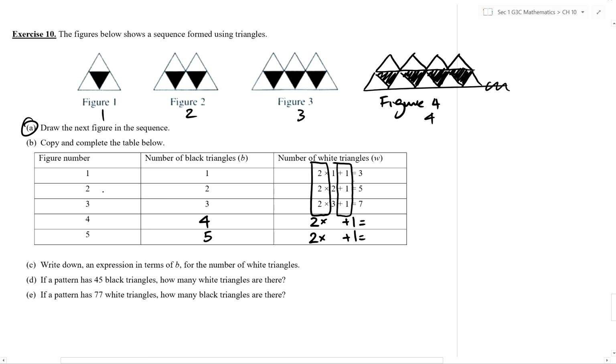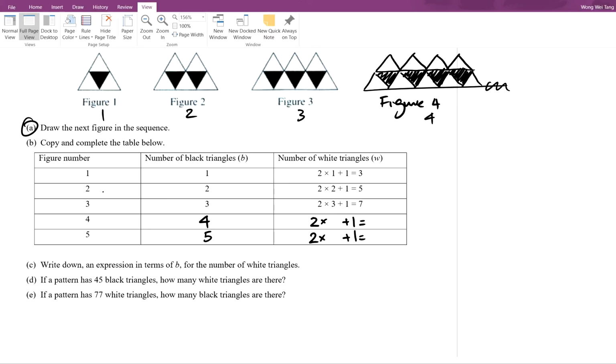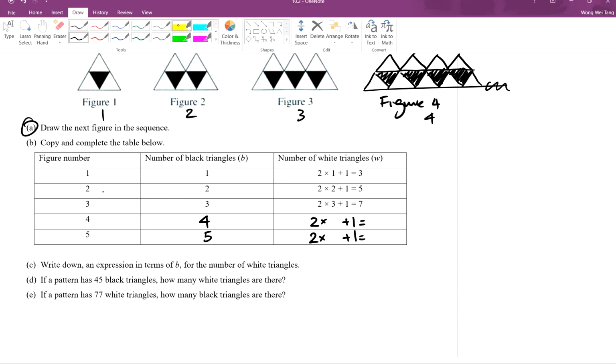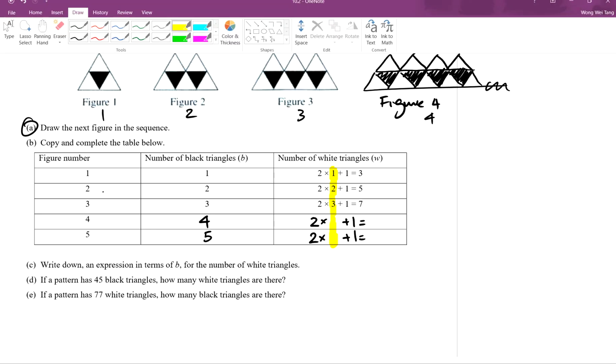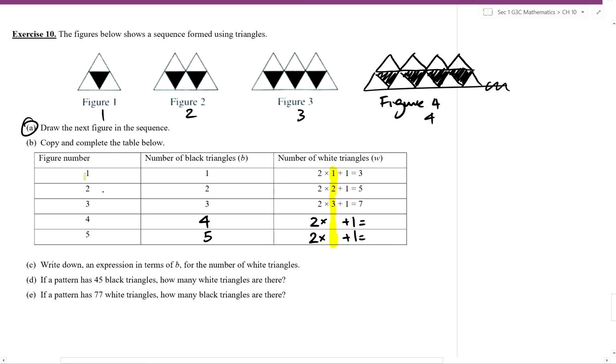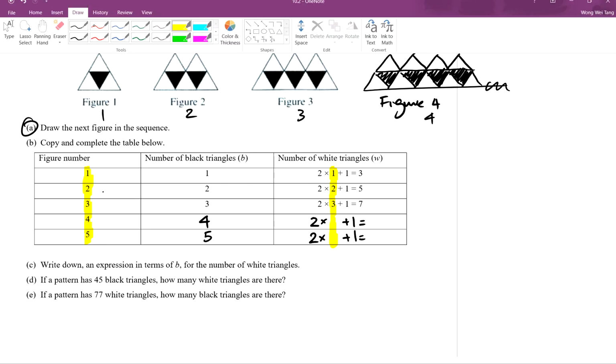So let us take a look at these values over here. How do we obtain this value of 1? And we compare it with our figure number, because we always want to find out the term number, or in this case, the number of white triangles or black triangles in relation to its figure number. So we will compare these 2 values.